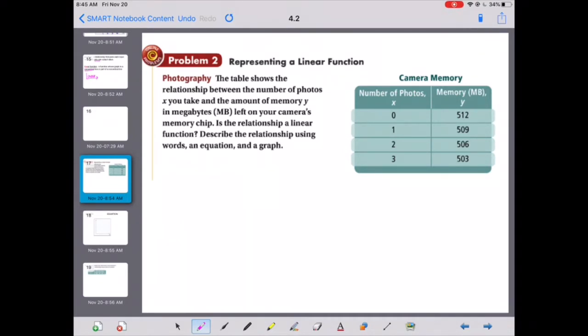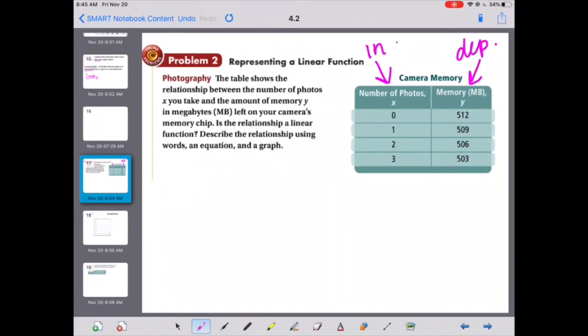Okay, part 2 of 4.2 is the word problems, basically. So this one's going to be pretty short. We're going to represent this word problem with the table, hopefully, words, an equation, and a graph. The table shows the relationship between the number of photos, x, that you take and the amount of memory, y, in megabytes left on your camera's memory chip.